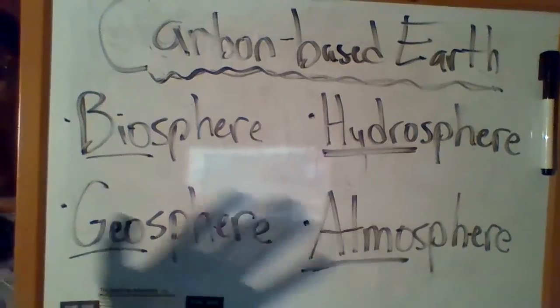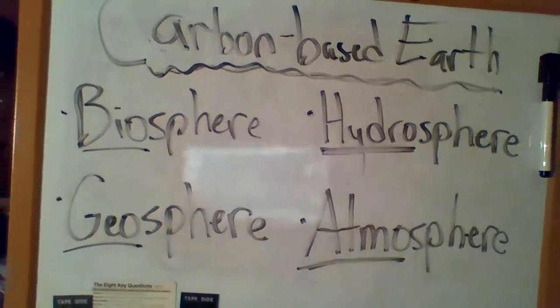So carbon isn't only found in foods. It's actually found all over the world. That is why sometimes you hear scientists talking about planet Earth as a carbon-based planet, meaning carbon is everywhere. Carbon is in all 4 spheres that make up the Earth.